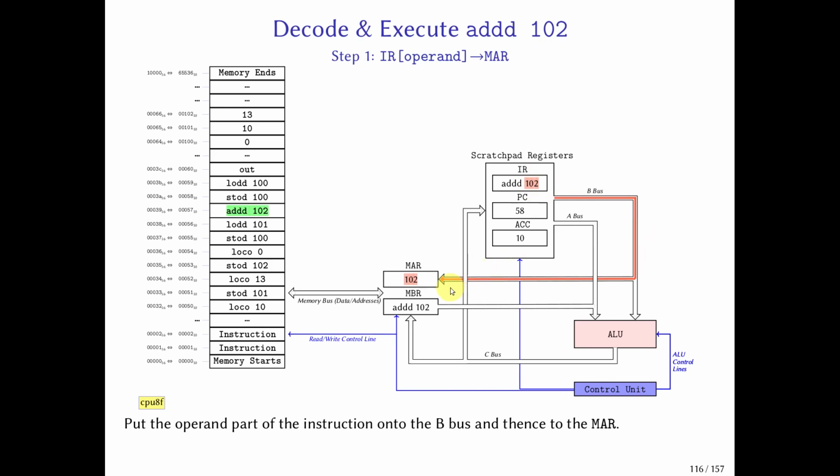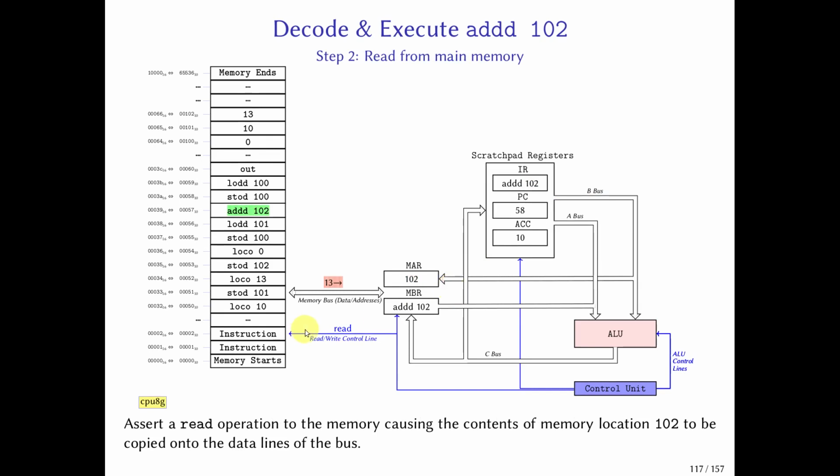The second thing that the control unit then does is assert a read instruction to the main memory, and we can see that the circuitry of the main memory goes to cell 102. It gets the value that is contained inside memory cell 102, which is 13, and it copies that value out of the main memory and sends it towards the CPU via the memory bus.